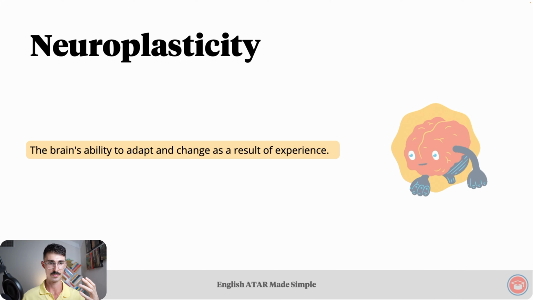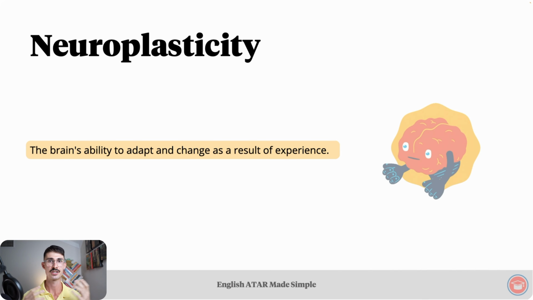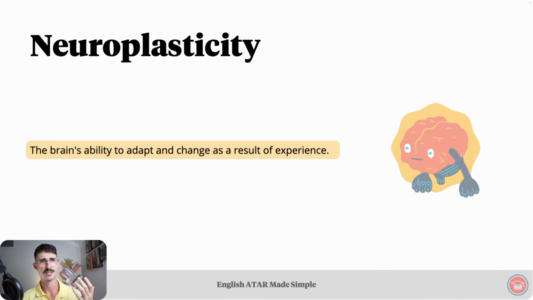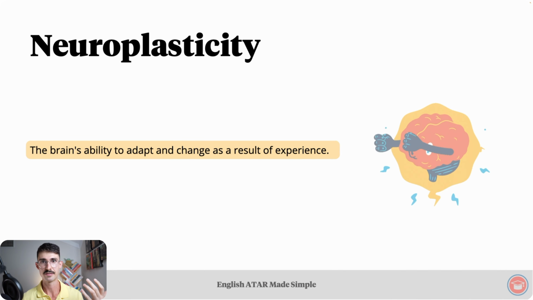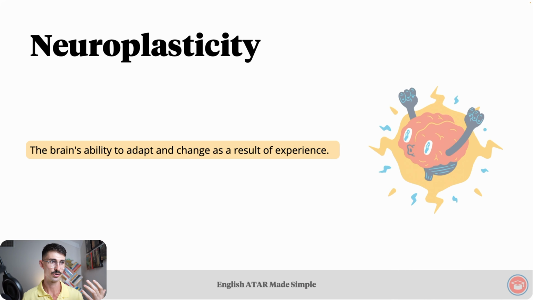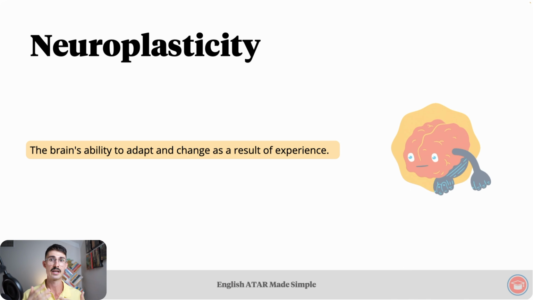Neuroplasticity. Lennox, why are we learning about this science term? This is an English ATAR course. Fair point, bear with me. Neuroplasticity is a prerequisite to understanding this point about making errors. What is it exactly? It's the brain's ability to adapt and change as a result of experience. This kind of relates to this whole idea of a growth mindset, which, as you learnt in the previous lesson, refers to this belief that your brain and your talents, your skills, can be improved upon.